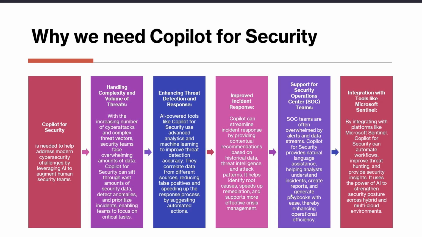So that is why it is important to address AI adversarial attacks and to handle the complexity and volume of threats, which are ever rising and ever getting more complex as well. With an increasing number of cyber attacks and complex threat vectors, security teams face an overwhelming amount of data. Copilot for Security can sift through this vast amount of security data, detect anomalies, and prioritize incidents, enabling teams to focus on critical tasks, right?